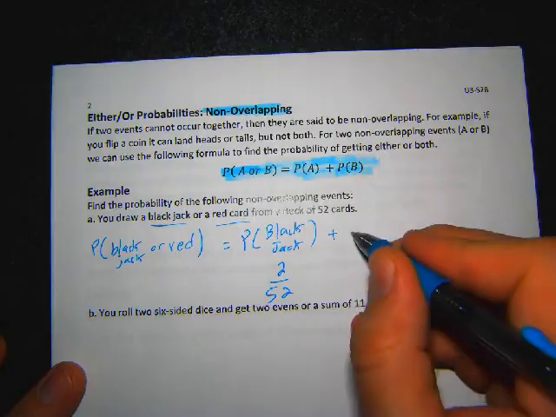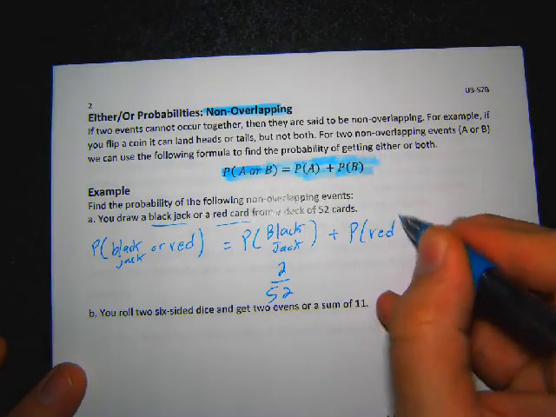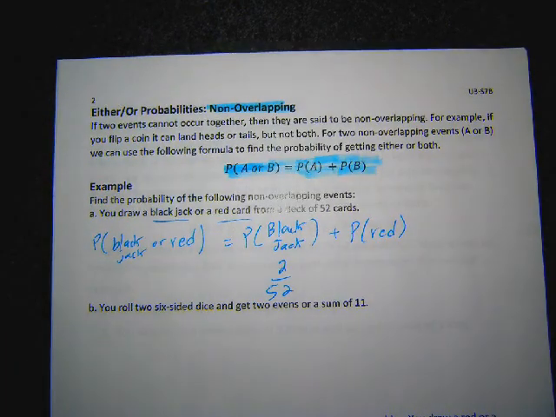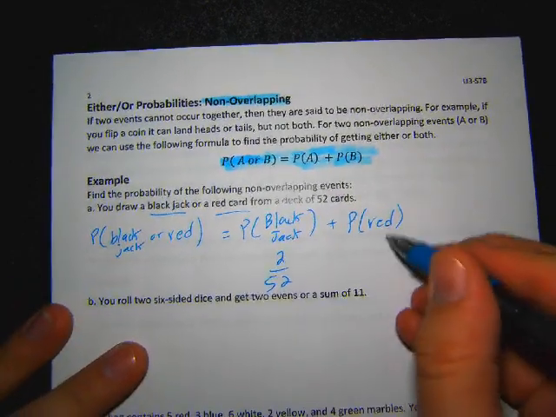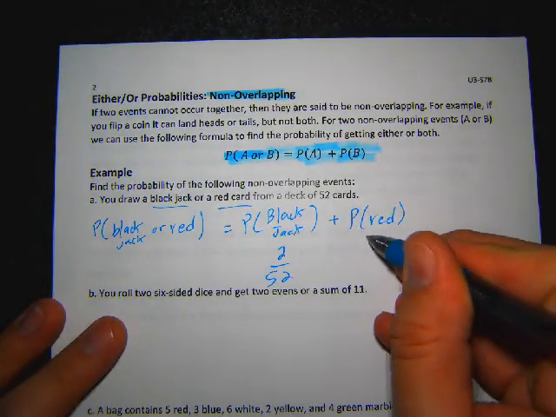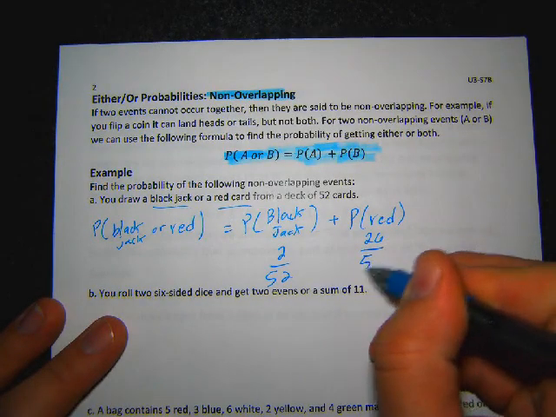And then I'm doing the probability of getting a red. And again, remember, I'm only drawing one card. I'm saying I'm going to draw one card, and I don't care if the card is a black jack or a red card, because either way I'll get what I want. So I'm looking for one of those two. If I find the probability of red, well, half the deck is red, so 26 cards are red out of 52.